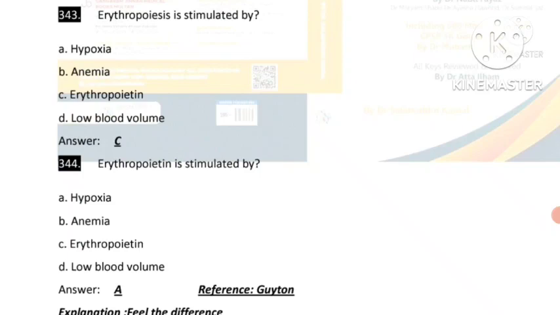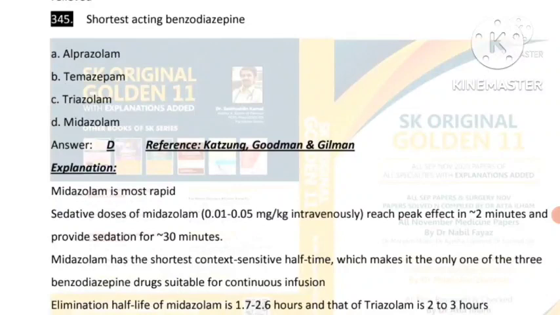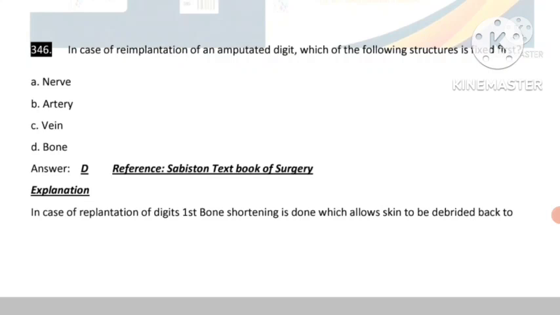So point number 345, shortest acting benzodiazepine is midazolam, that is dormicum, available in market. Midazolam is available in market named as dormicum. So shortest acting benzodiazepine is midazolam or dormicum. Point number 346, in case of re-implantation of amputated digit, which of the following structure is fixed first? Answer is the bone.